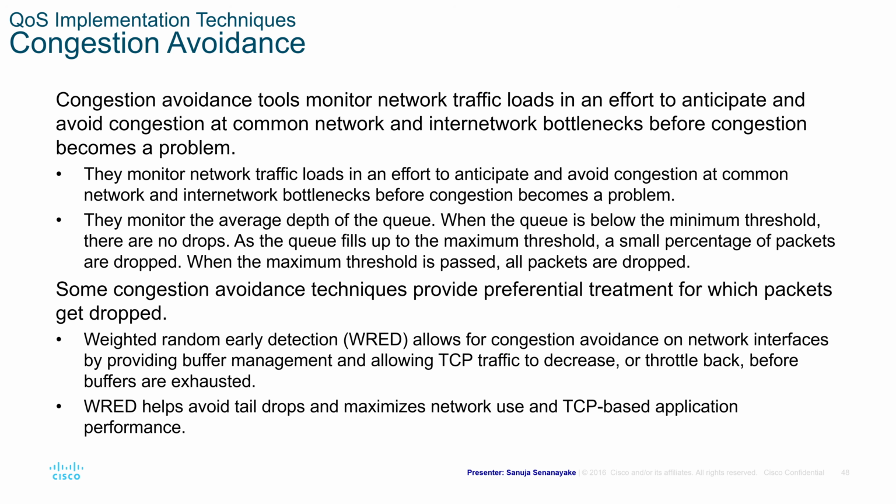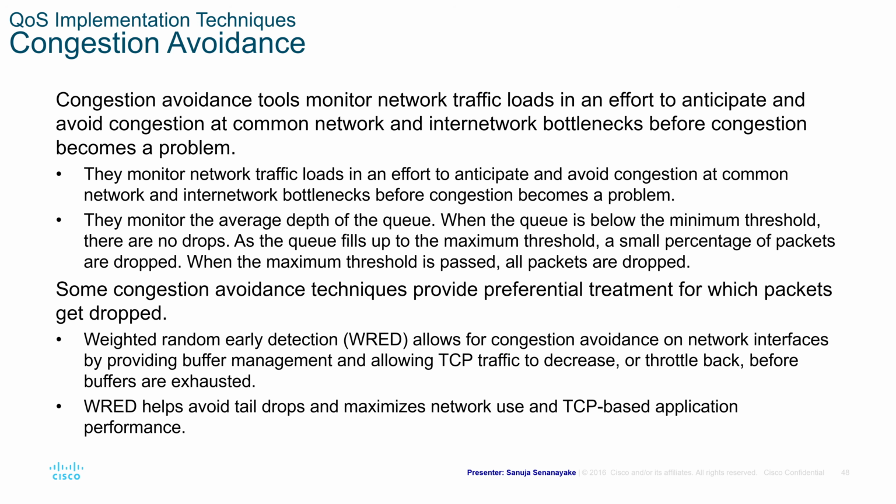So remember that. They monitor the average depth of the queue. When the queue is below the minimum threshold, there are no drops. As the queue fills up to the maximum threshold, a small percentage of packets are dropped. When the maximum threshold is passed, all packets will be dropped. So that's how the congestion avoidance mechanism works.